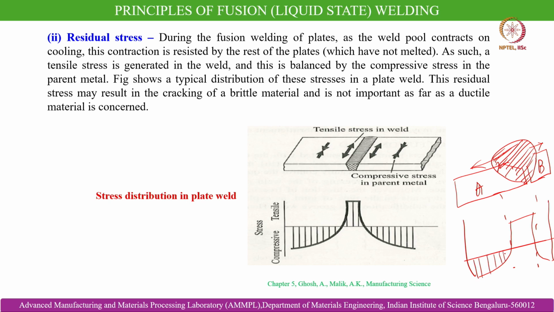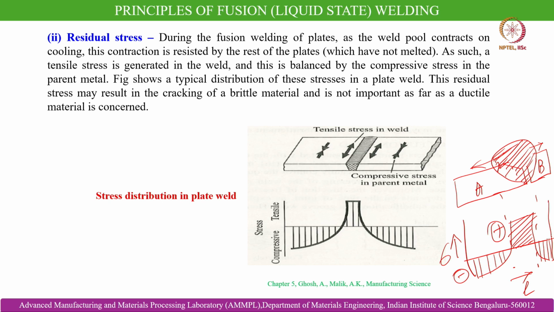In the workpiece, up to the melt pool boundary, the stress is compressive in nature. So this is sigma stress and this is the distance, the length. At the solidified weld pool, the residual stress generated is tensile in nature. So this is minus, this is plus, and again when it crosses the boundary of the solidified weld pool and enters the workpiece, the stress is again compressive in nature.